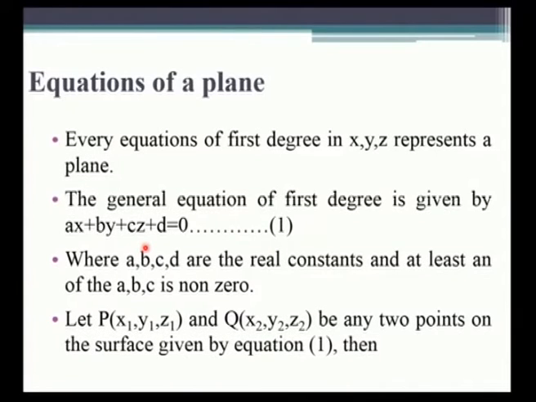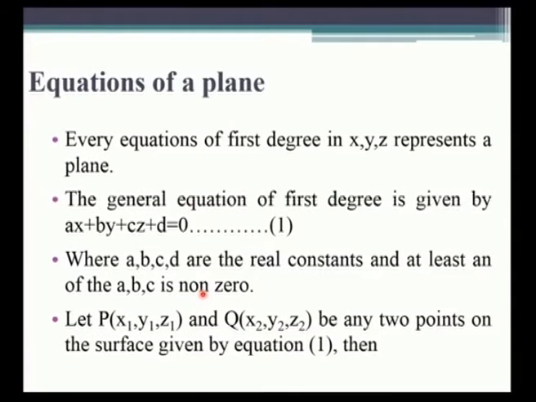In this equation, a, b, c, d are real constants, and at least one of a, b, c is non-zero. That means all three of a, b, c should not be 0 simultaneously, otherwise we will not get the equation of a plane.